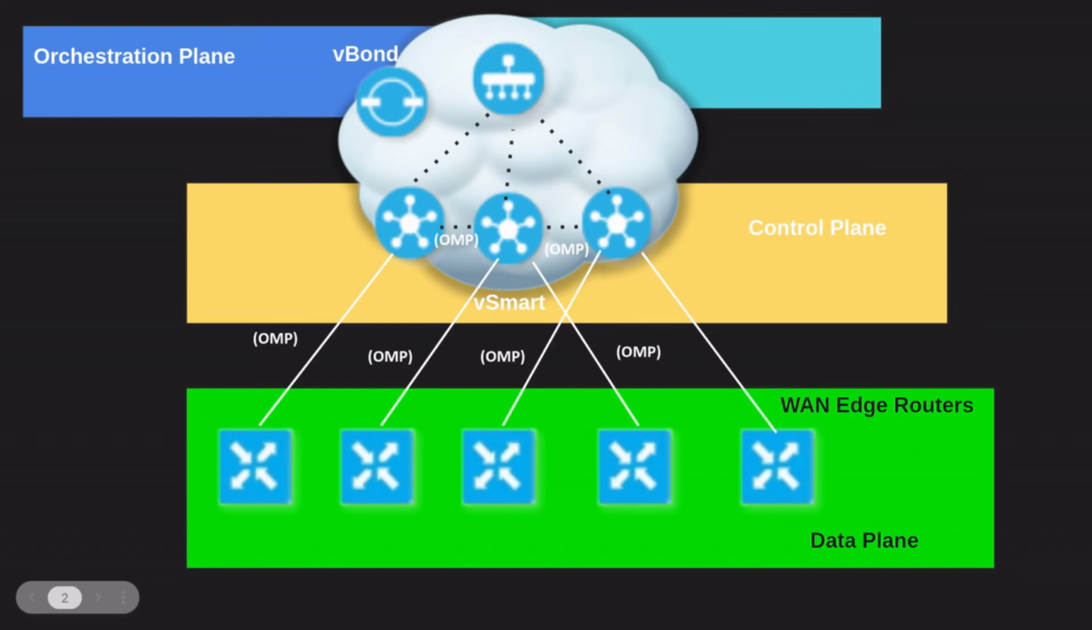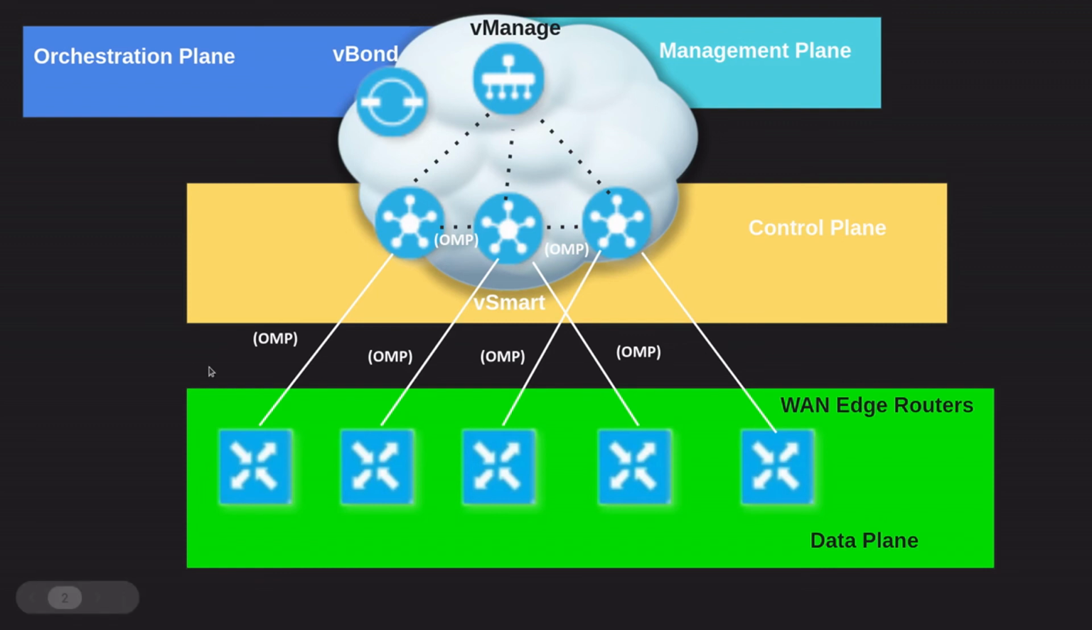The orchestration plane has the following characteristics. It facilitates NAT traversal. It authorizes all control connections. It distributes a list of Cisco vSmart controllers to all the Cisco WAN edge routers, and this happens during deployment. Like I said, it performs initial authentication, and it also orchestrates the connectivity between the management, control, and data plane. Then we have the vManage, which is the management plane. The vManage is the central point of management for all provisioning, configuring, monitoring, and troubleshooting for the entire SD-WAN fabric.